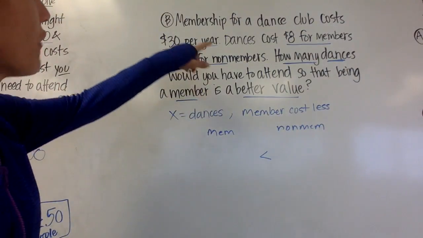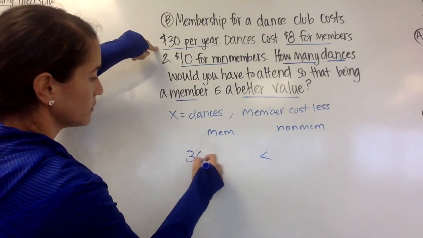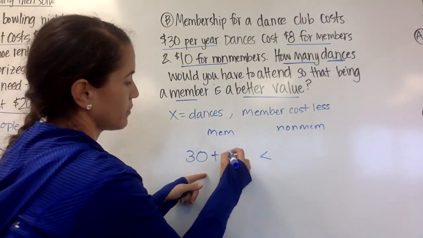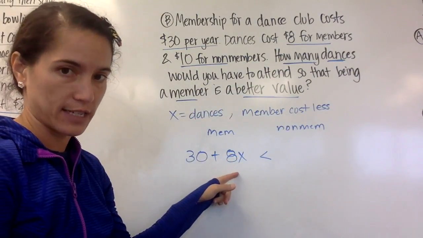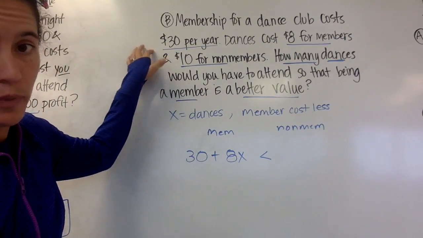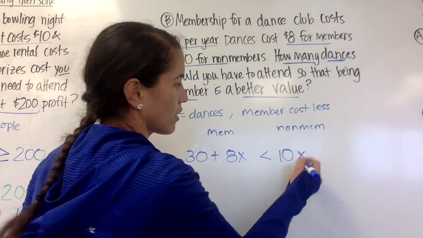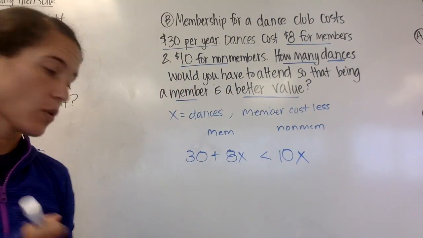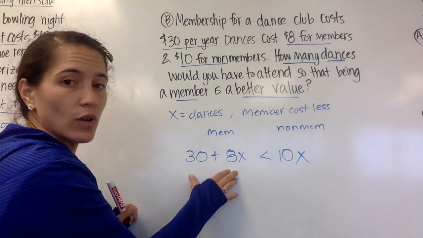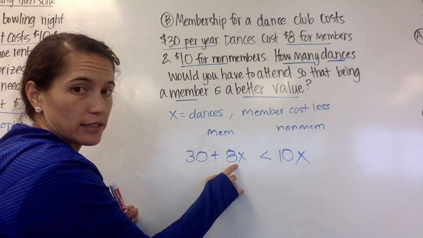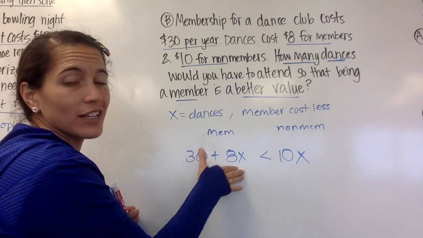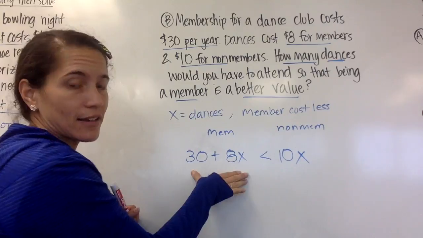To be a member, you have to pay $30 a year and then $8 for dances. So that would be plus 8x, because x is the number of dances. For non-members, you don't have to pay any kind of membership fee, but you have to pay $10 for the dances. So there is your inequality. And let me just make sure you understand I got that, because members have to pay $30 and then $8 per dance. Non-members just have to pay $10 per dance. And we want to know when being a member is a better value, so when it's going to cost less.